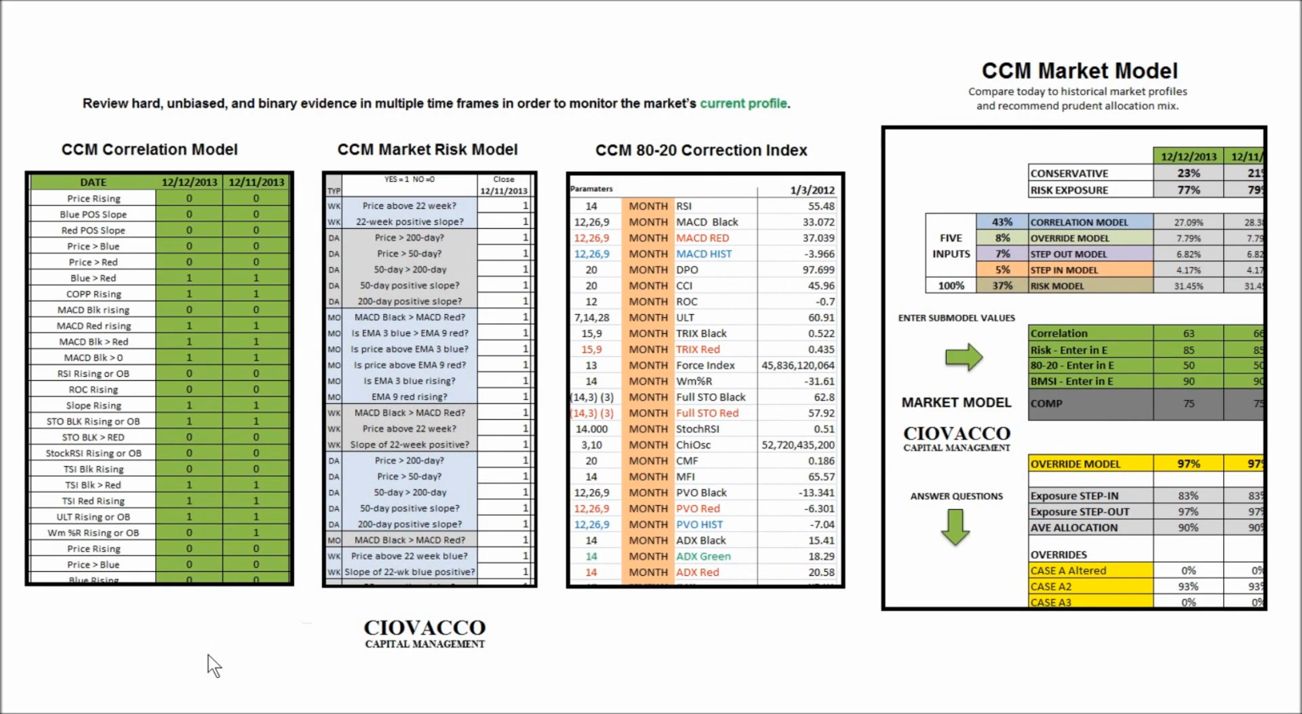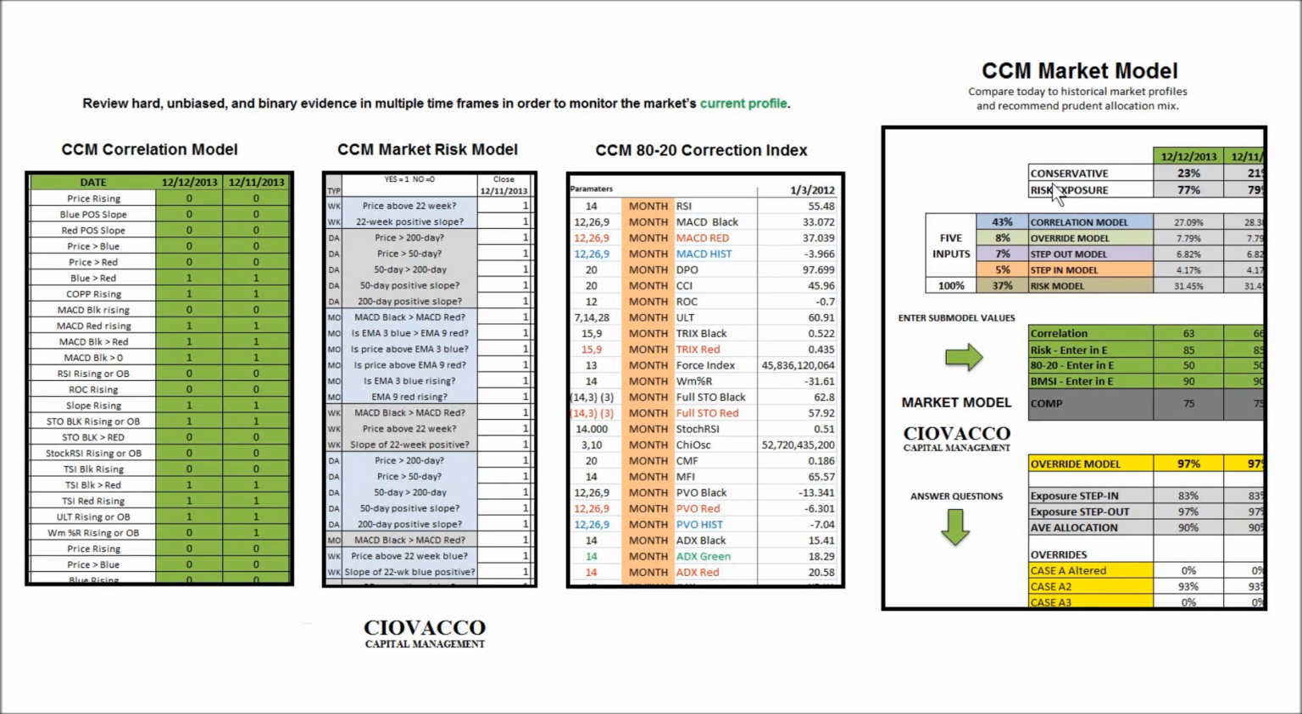How do we track all of this and convert it into a usable and actionable format in a reasonable amount of time? The submodels, we answer binary questions, some of them manually done, some of them programmed in Excel, and we also enter in unbiased and hard data. The submodels allow us to get a handle on the market's current profile, and the master CCM market model then looks at the current profile, compares it to past profiles, and recommends a prudent allocation between risk assets such as stocks and conservative assets such as bonds.